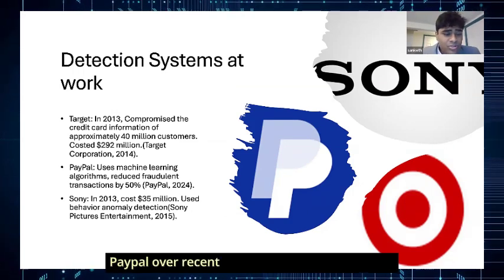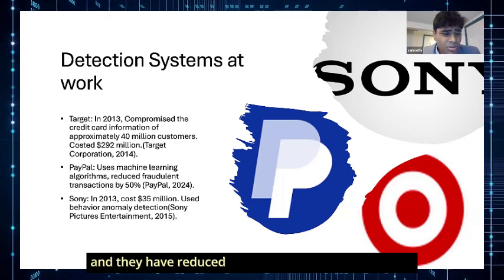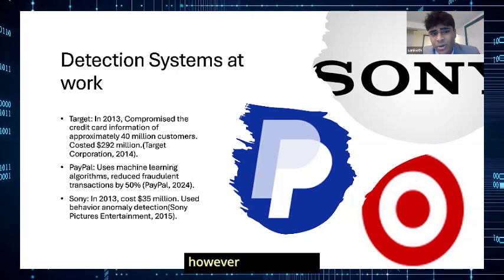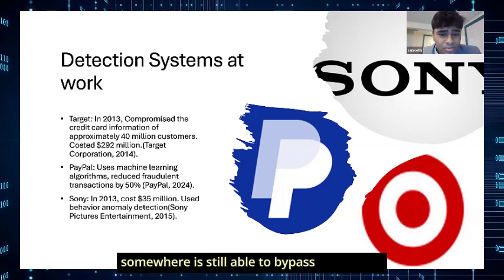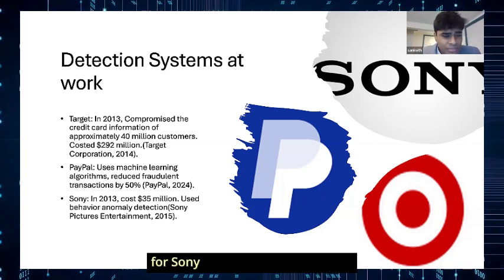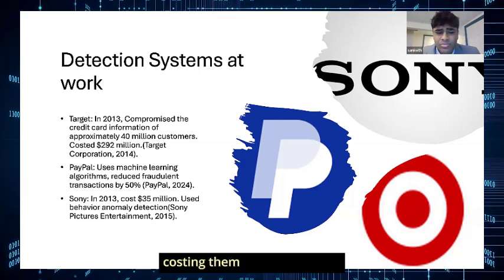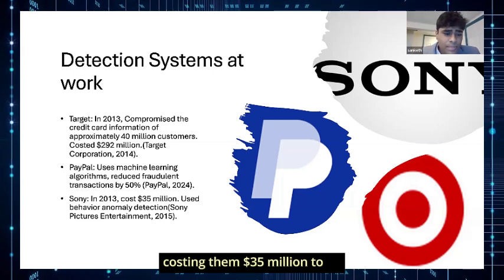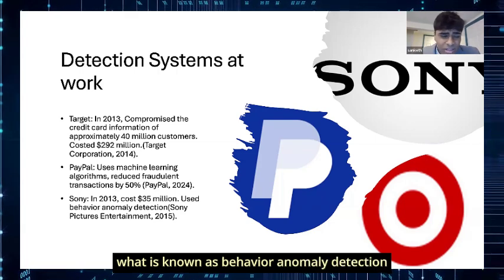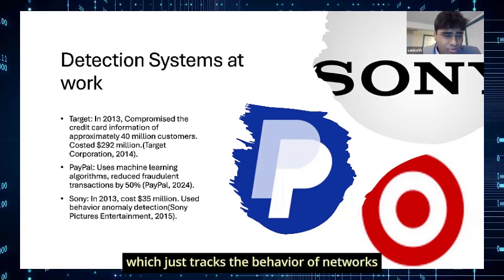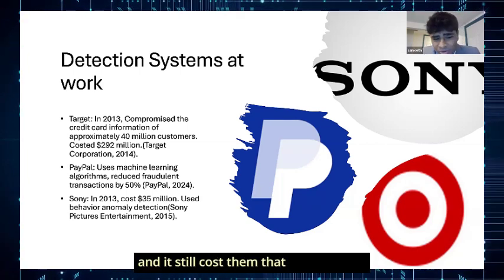PayPal, for recent years, has been using machine learning algorithms, and they have reduced fraudulent transactions by 50%. However, it's only 50%. That shows that ransomware is still able to bypass the system. For Sony, in 2013, thousands of files and unreleased films were compromised, costing them $35 million to fix. Even though they had what is known as behavior and anomaly detection, which just tracks the behavior of networks to find anomalies, it still wasn't enough. It still didn't work, and it still cost them that much money.